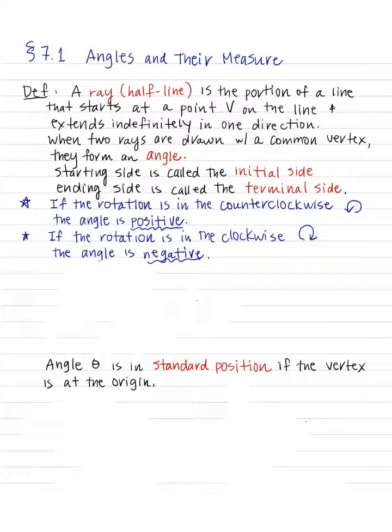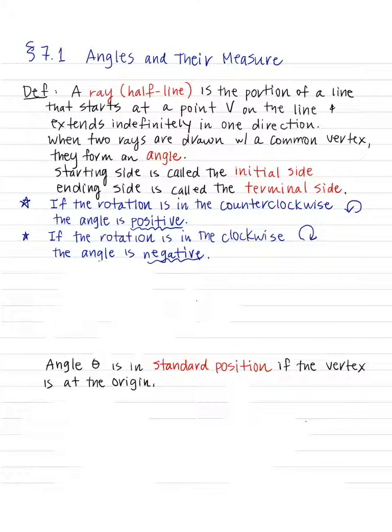So first, let's go with the definition. A ray, or the half line, is the portion of the line that starts at a point V on the line and extends indefinitely in one direction. When two rays are drawn with a common vertex, they form an angle. Starting side is called the initial side and the ending side is called the terminal side. The important part is that if the rotation is counterclockwise, we say that the angle is positive, and if it's the other way around, which will be clockwise, the angle is negative.